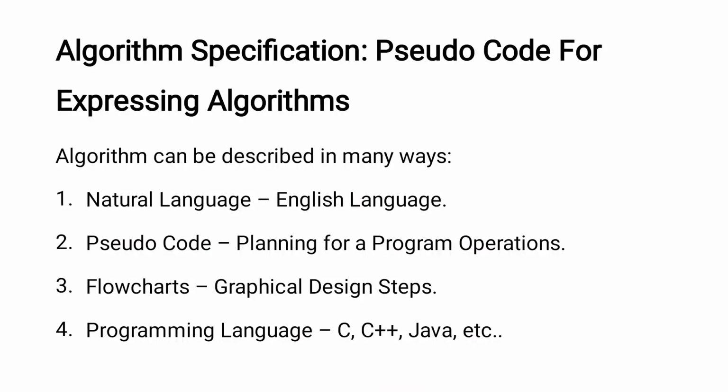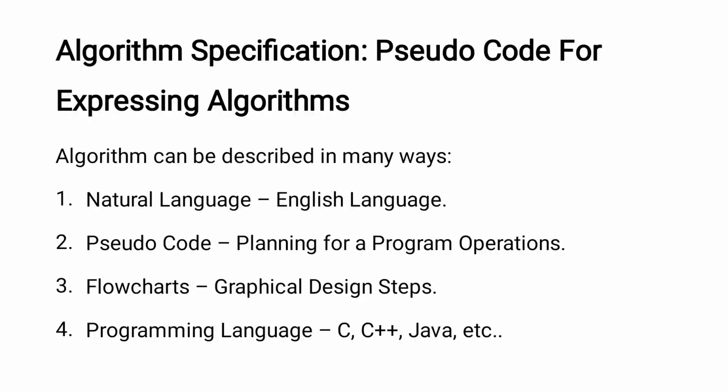Algorithm specification. Pseudocode for expressing an algorithm. There are four different ways to describe an algorithm. The first is natural language, number two pseudocode, number three flowcharts, number four programming language. So what is natural language? Natural language is nothing but the normal English language.